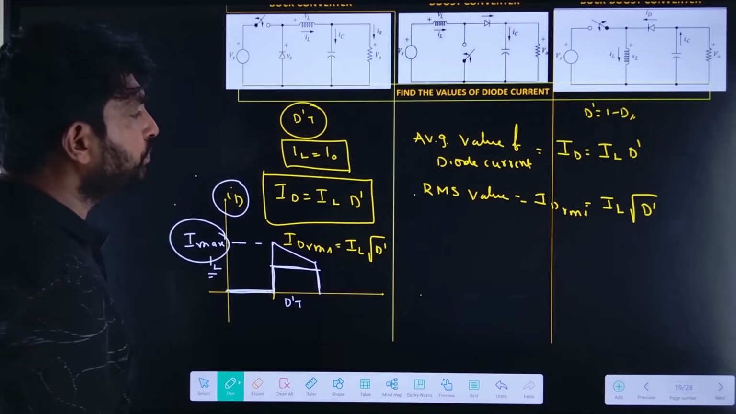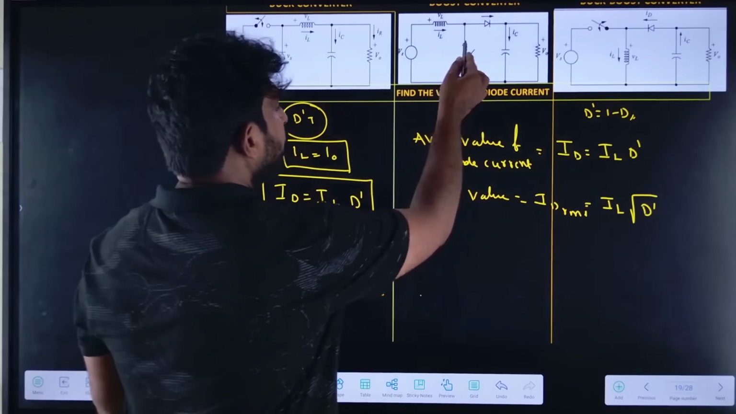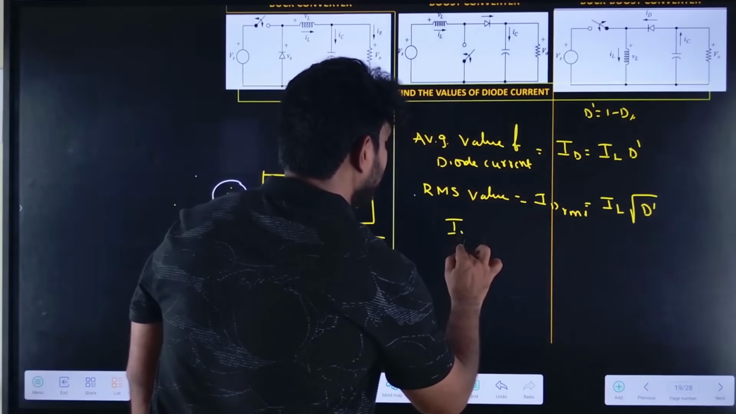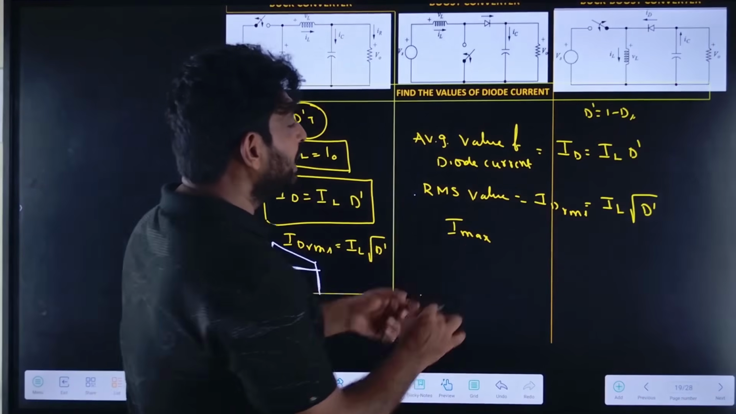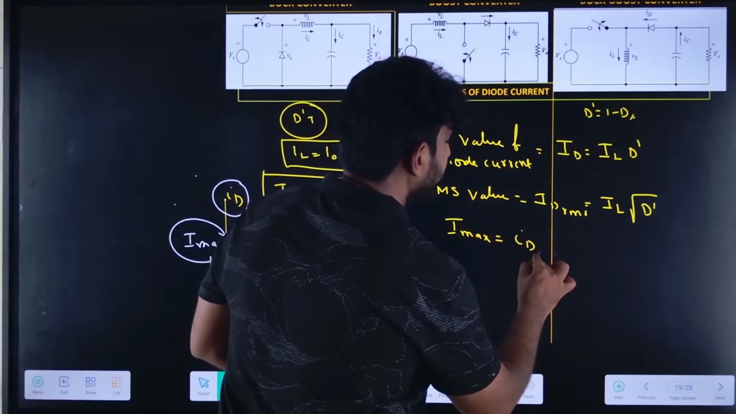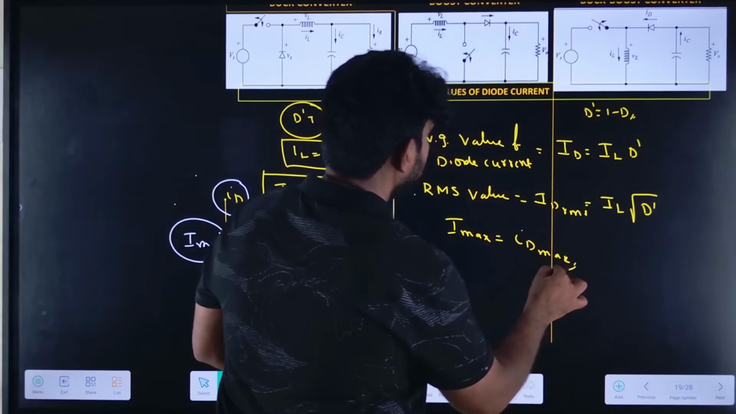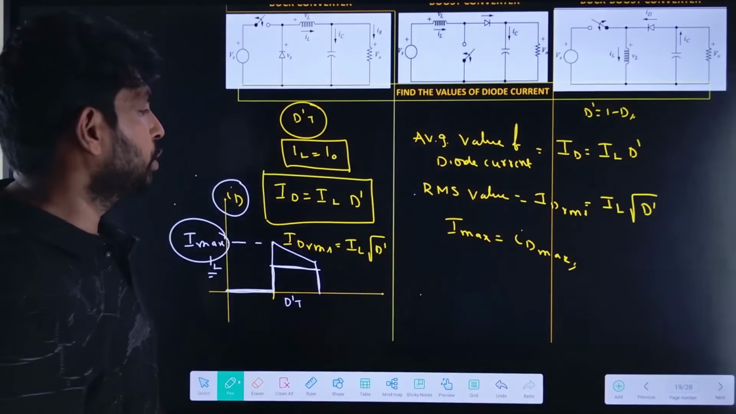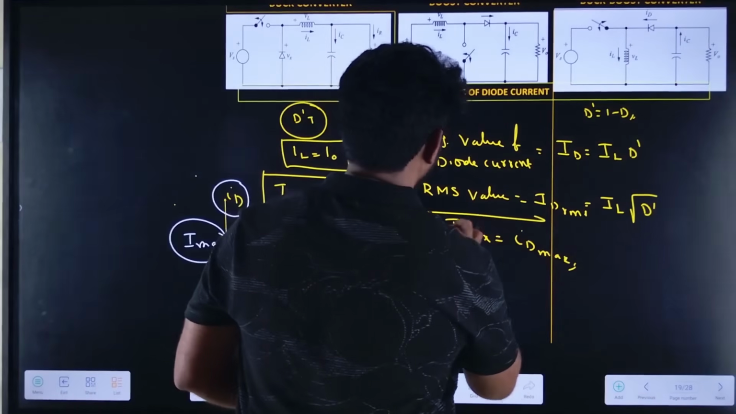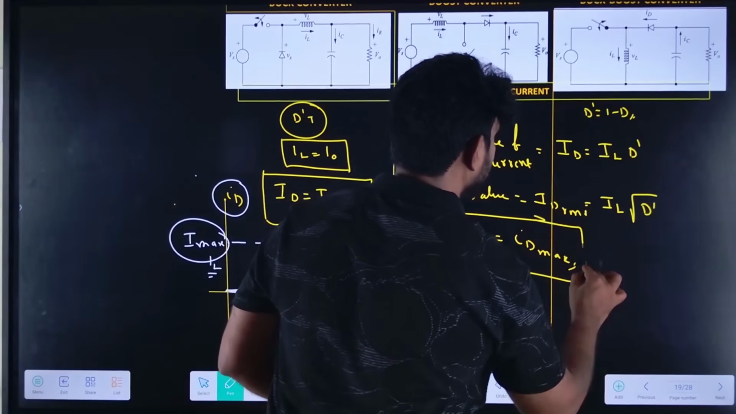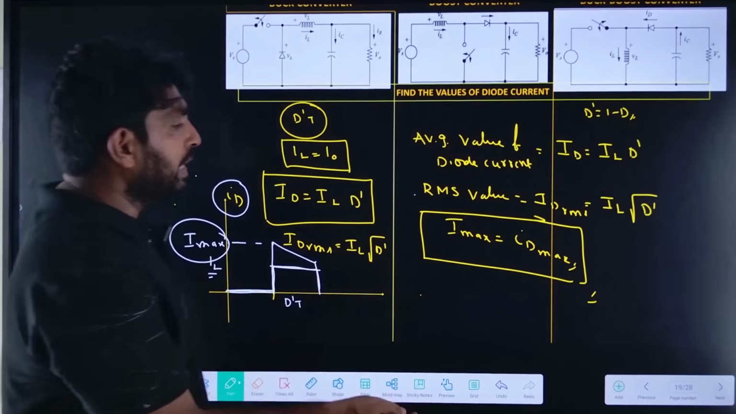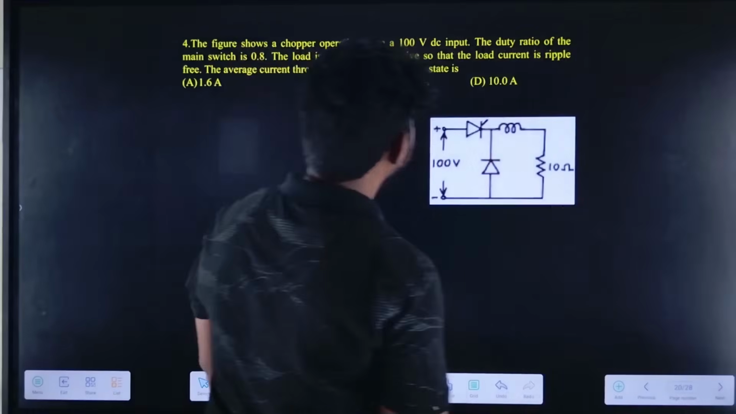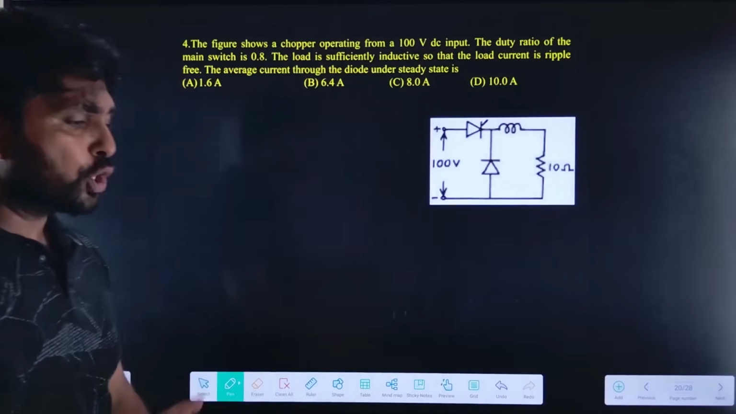So now, for example, if they ask for the maximum value of the diode current, ID maximum equals the maximum value of the inductor current. So both are the same. If you can find the maximum value of inductor current, you can find the maximum value of the diode current. So now let us see the next one. Based on this, let us solve one question so that you can understand.